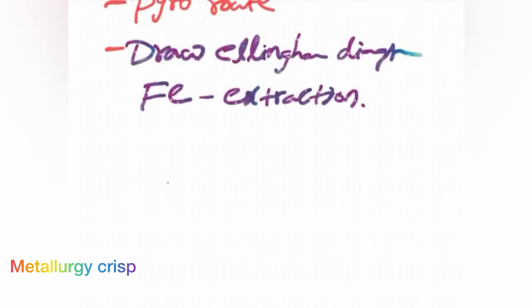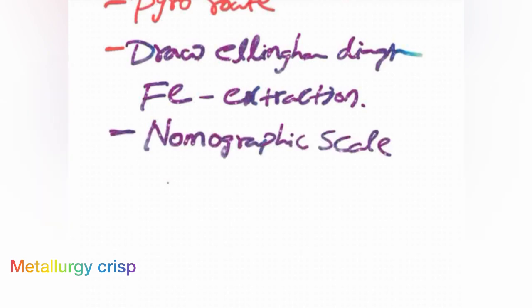Then they asked to draw the Ellingham diagram of iron extraction from iron ore and all the reducing agents like carbon, carbon monoxide and hydrogen. When can we do the reduction of iron ore using carbon monoxide? What decides the slope of a certain line in the Ellingham diagram? Which is a better reducing agent, carbon, carbon monoxide or hydrogen? Then they asked, what is a nomographic scale? What is the significance?